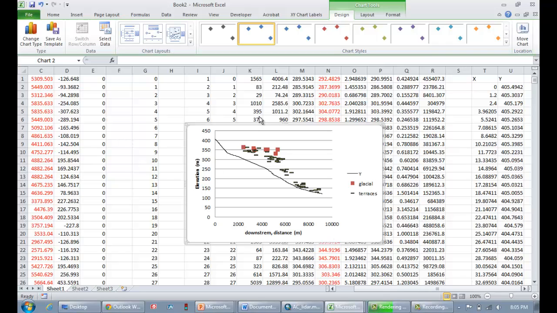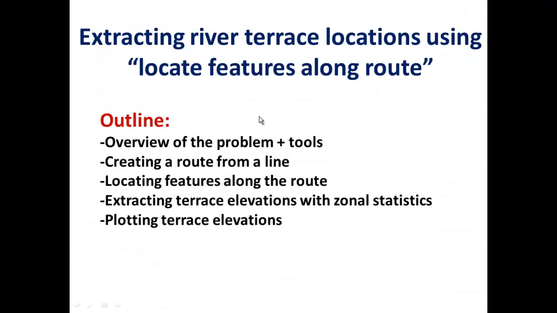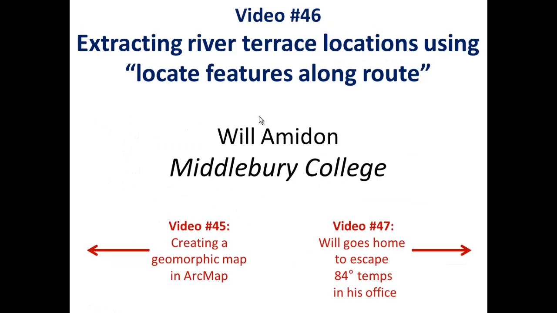This is going to let us start thinking about how old these terraces are and how the river has been incising over time. So in summary, you learned the theory of how to extract river terrace elevations and downstream distances. And then we learned how to extract those downstream distances by creating a route and then using the Locate Features Along Route tool. And then we used zonal statistics to extract the terrace elevations. And then we used Microsoft Excel to plot the terrace elevations versus their downstream distance. Thanks for listening, and please join us for video number 47.